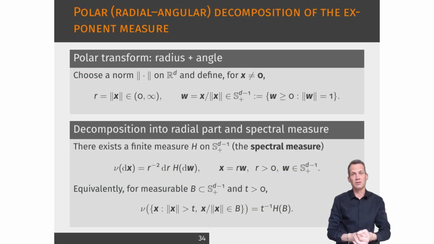This slide introduces the radial-angular decomposition of the exponent measure. The idea is to split an extreme vector into 2 parts. The radius measures the overall size of the event, while the angle describes the relative contribution of each coordinate. The exponent measure then decomposes into a universal radial part and a finite angular measure, often called the spectral measure. The radial part captures the fact that we are in the tail, while the spectral measure captures how extremes are distributed across components. This separation is central. It tells us that extremal magnitude and extremal direction can be studied through 2 distinct objects.